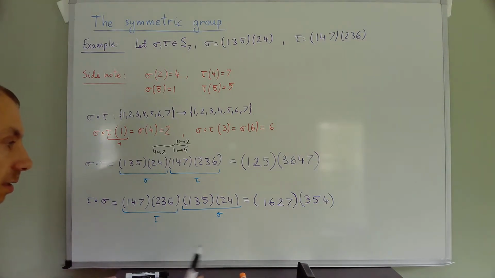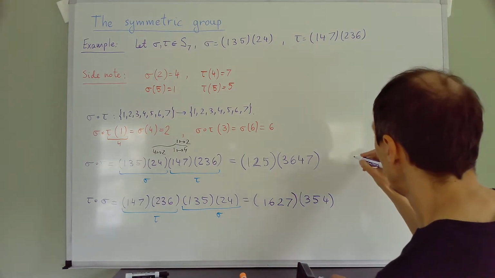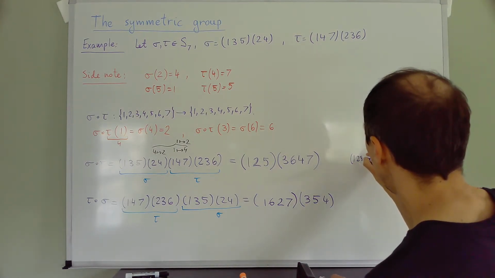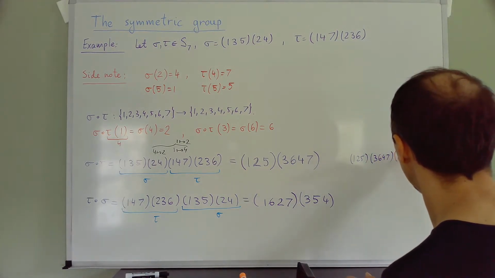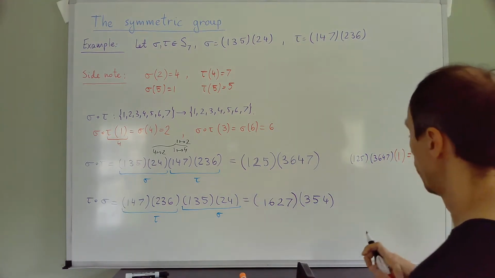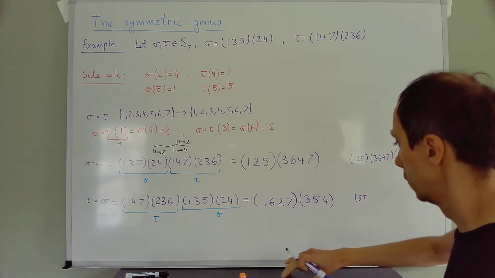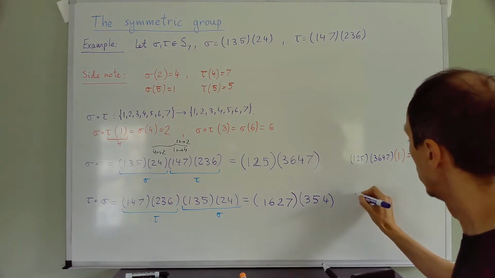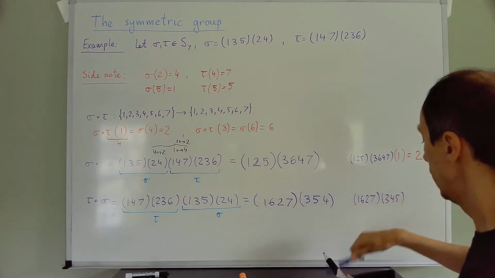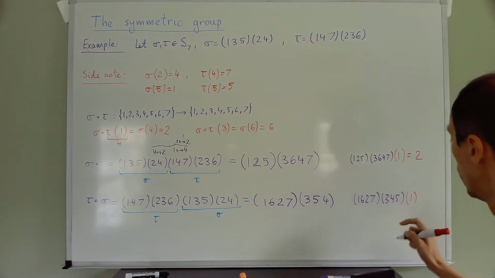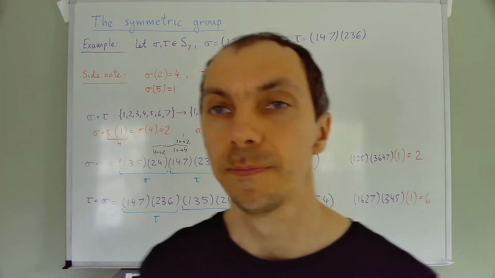Important thing to notice. We just evaluated this, right? 1, 2, 5, 3, 6, 4, 7. We evaluated it at 1, and we said we got 2. What happens if I evaluate this at 1? 3, 5, sorry. 1, 6, 2, 7, 3, 5, 4. Evaluated at 1, oh, I get 6. I don't get the same number.